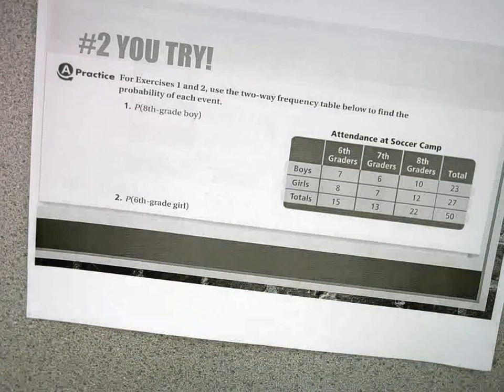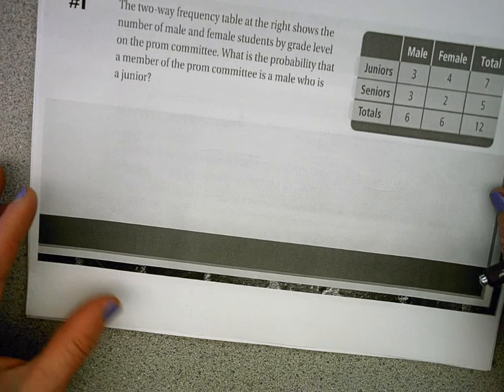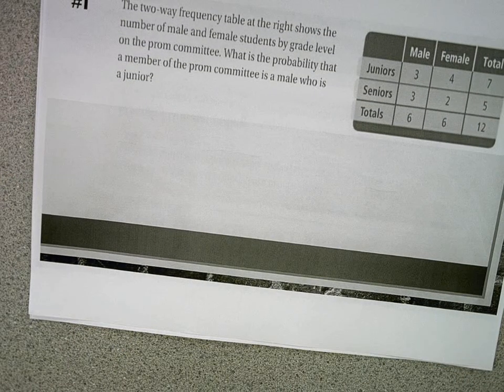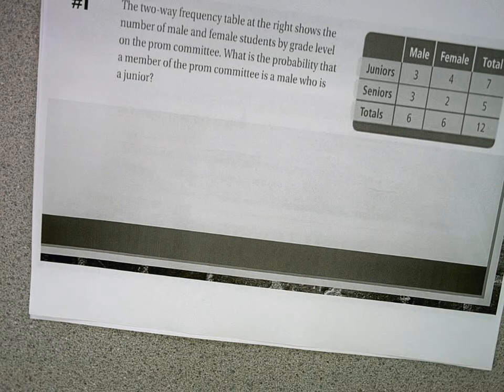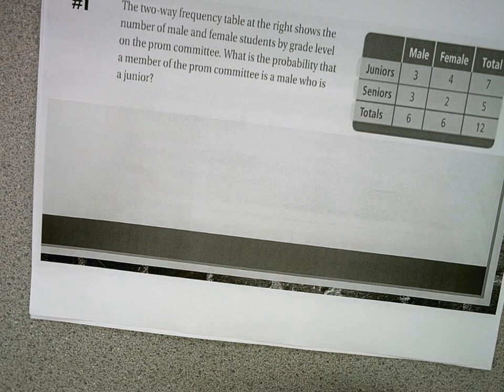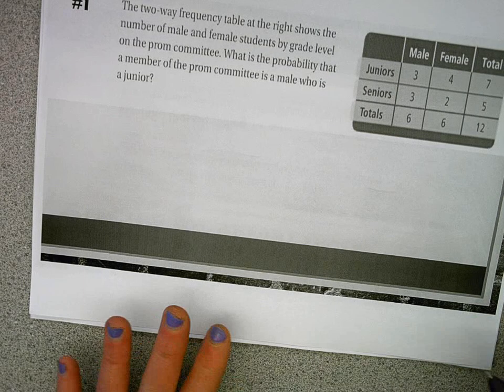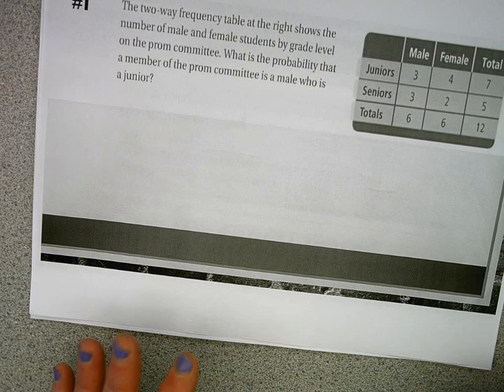Okay, so let's start with the first one. Pretty easy one. Here's a two-way table at the right. It shows the number of female and male students at a grade level prom committee. They have juniors and seniors on the prom committee and males and females on the prom committee. What's the probability that the member of the prom committee is a male who is a junior?